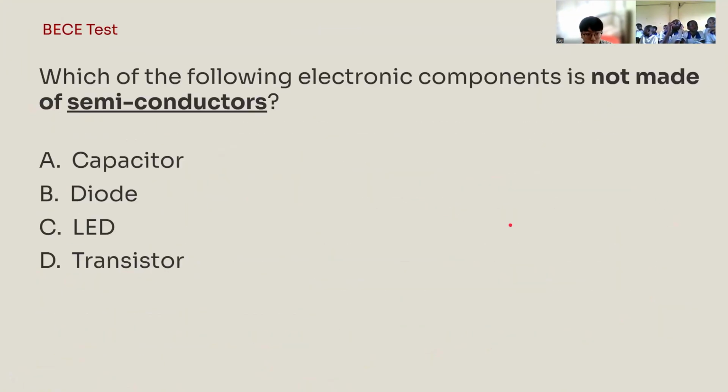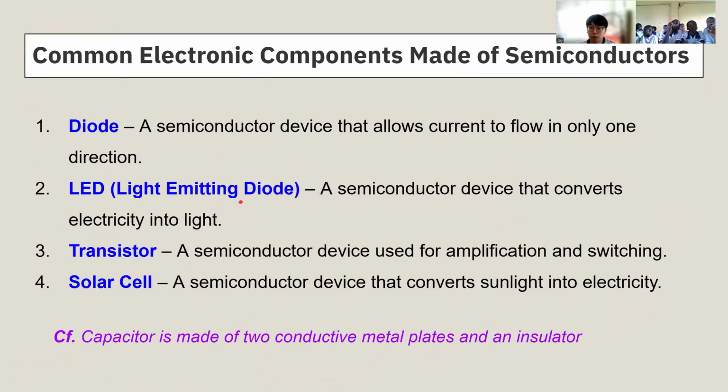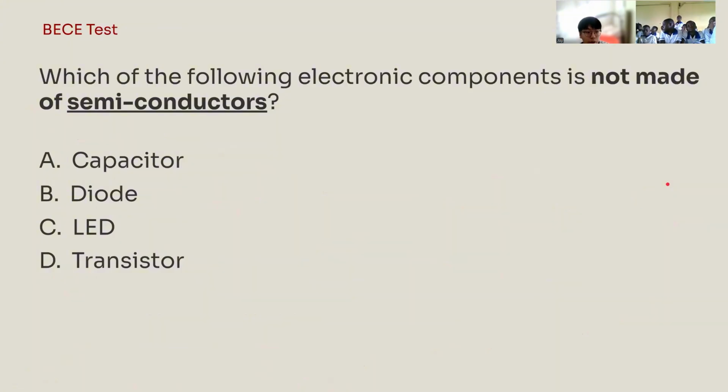So yeah, some of these parts are made out of semiconductors. Things like diodes, LEDs, transistors, and solar cells are all made up of semiconductors. And let's look at this last question for today. So, does anyone know which of the following electronic components is not made of semiconductors? What is not made up of semiconductor?